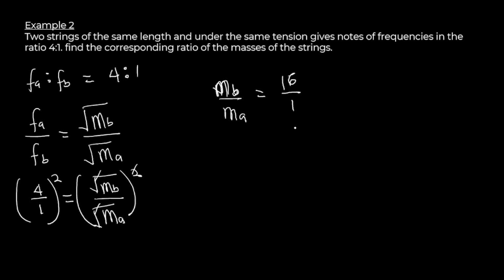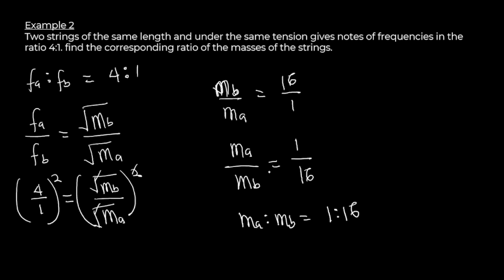Which means the ratio, if we interchange the position to have A at the top, MA on MB will be equal to, we need to interchange this side as well, 1:16. This implies that the ratio of MA to MB is 1:16. This implies that the corresponding ratio of the masses of the strings, that is the mass of string A and the mass of string B, is 1:16.